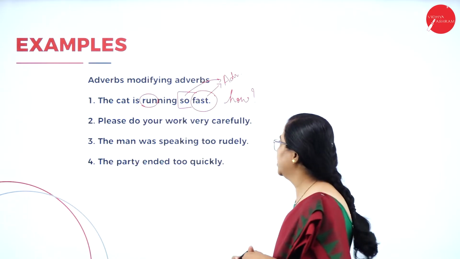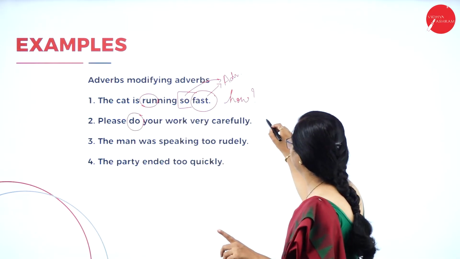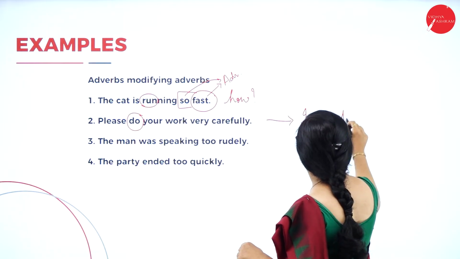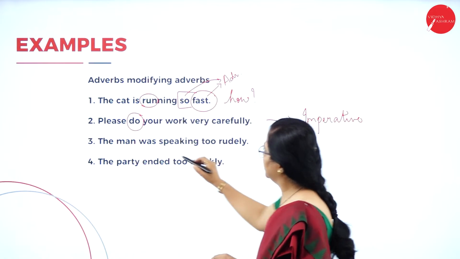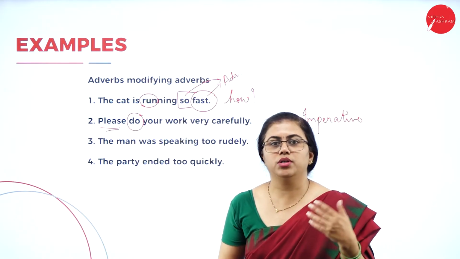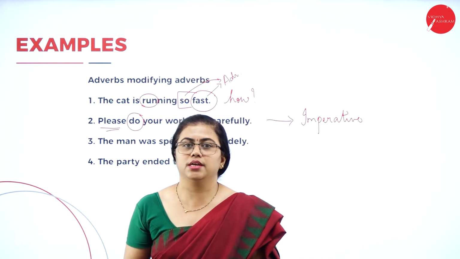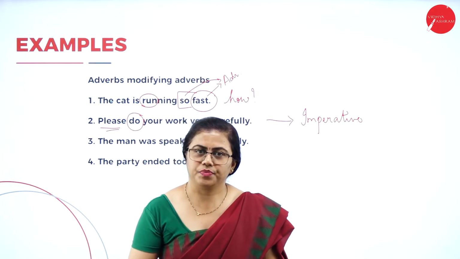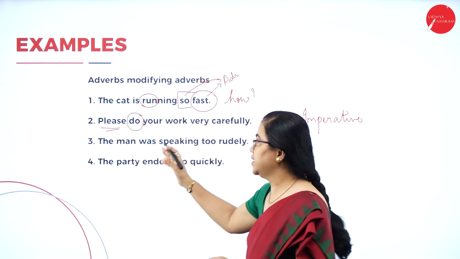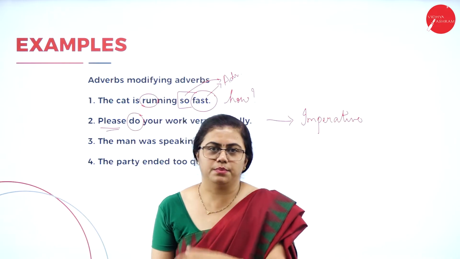Here you can see, please do your work carefully. What is the verb? Do. This sentence is an imperative sentence. Why is it called an imperative sentence? You already know this is a request. Those sentences which tell us about requests, orders, wishes, instructions, all these are called imperative sentences. It is starting from this word please, which is a request. So this is an imperative sentence, and an imperative sentence will not have a subject in it.